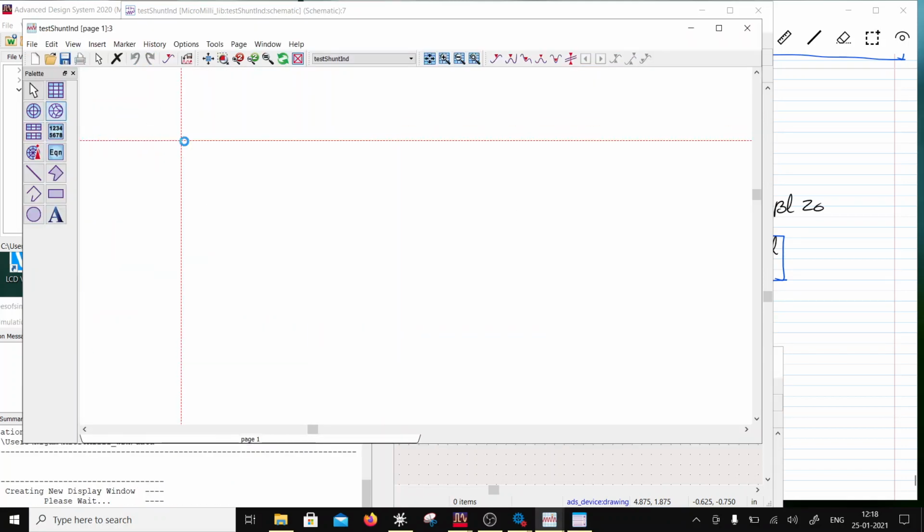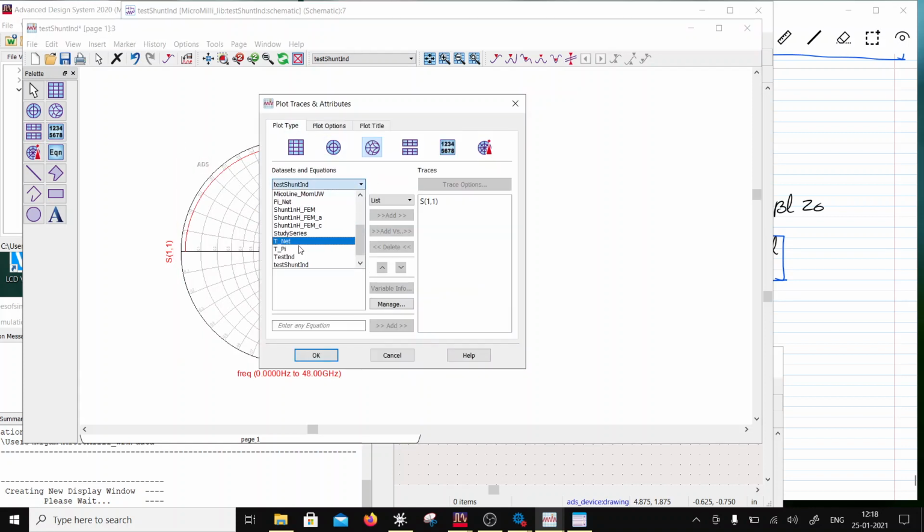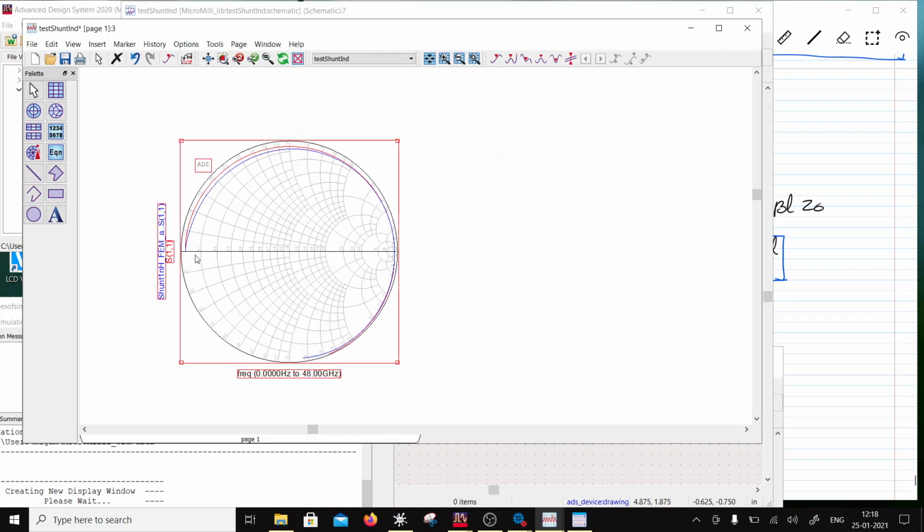I'm going to plot here S11, and I'm also going to plot S11 from the EM simulation. So from the EM simulation over here, I plot S11. It's very close, other than in some mid frequencies where it's slightly off, but more or less it's the same.